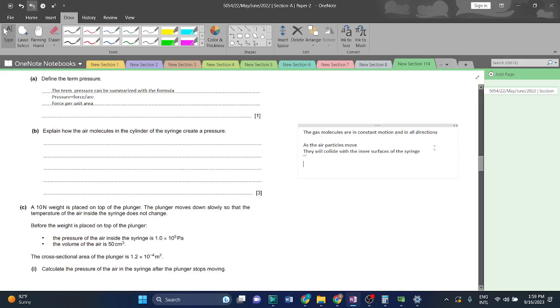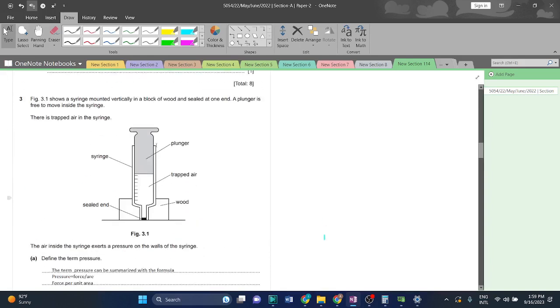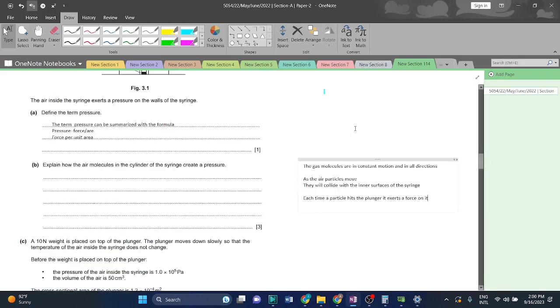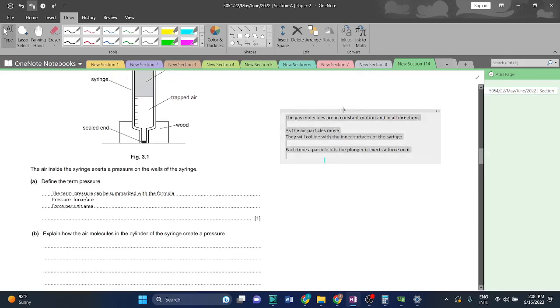And lastly, each time a particle hits the plunger, it exerts a force on it. So now I have summarized it and written it down.